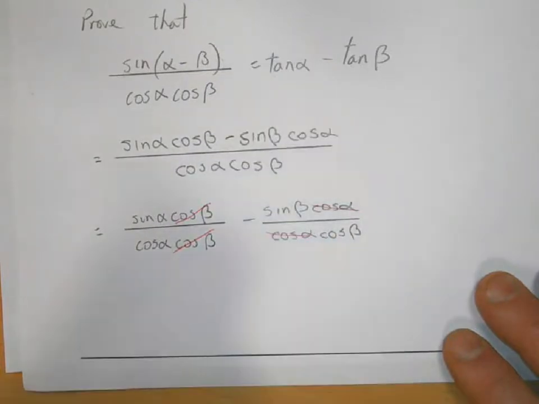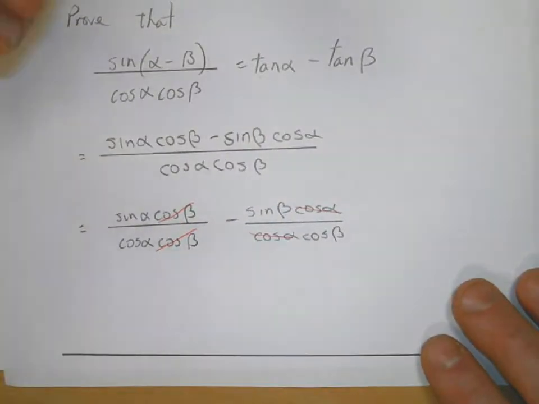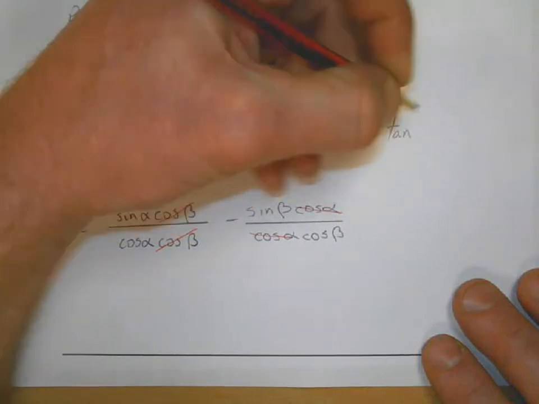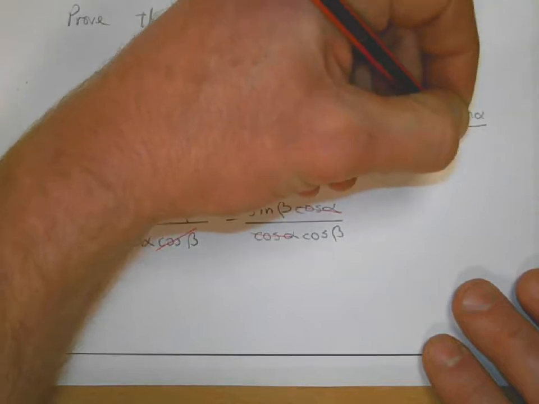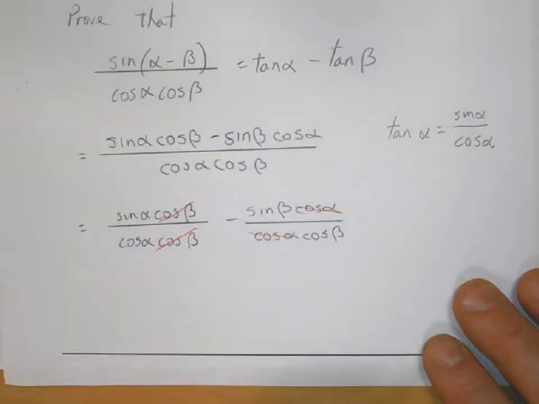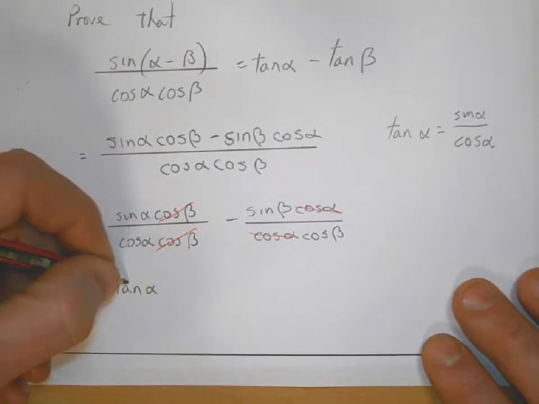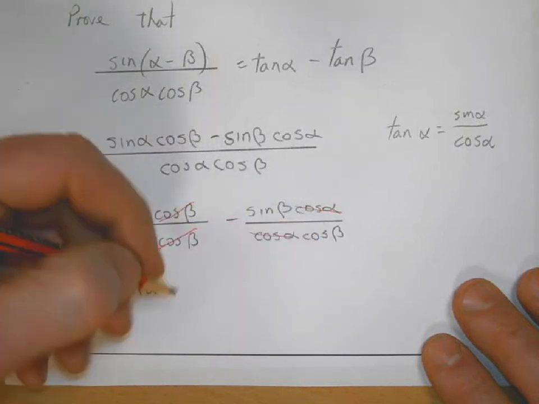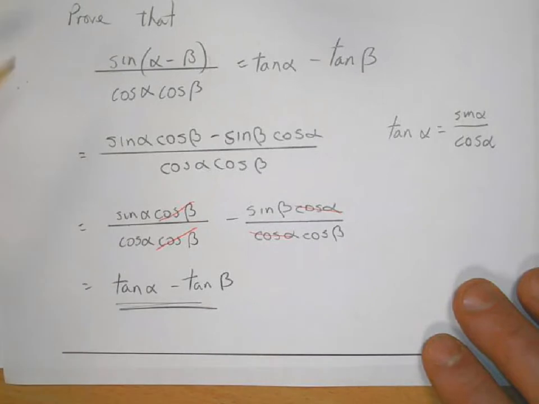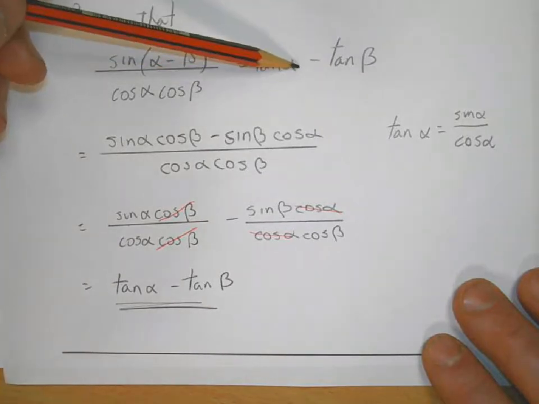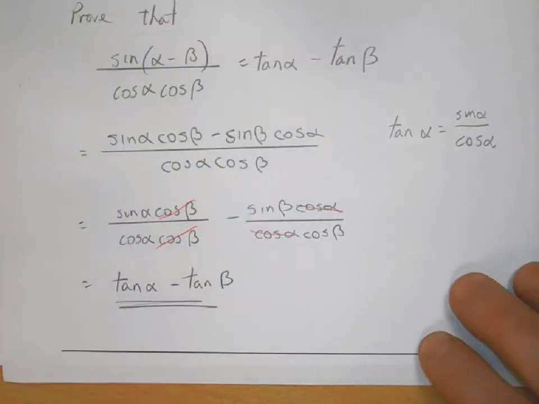Now if you remember back to what we did in Intermediate 2 work, the tan of an angle, that's called alpha, is exactly the same as sine alpha over cos alpha. So here, this can be rewritten as just tan alpha, and this here can be rewritten as just tan beta. And therefore, that is exactly the same now as the right-hand side. So we have proved that this is exactly the same as this. Okay, I hope that helps with trig identities.